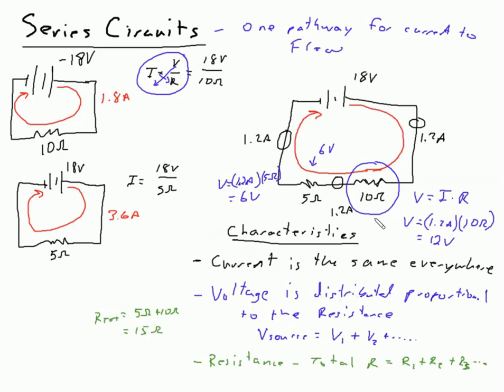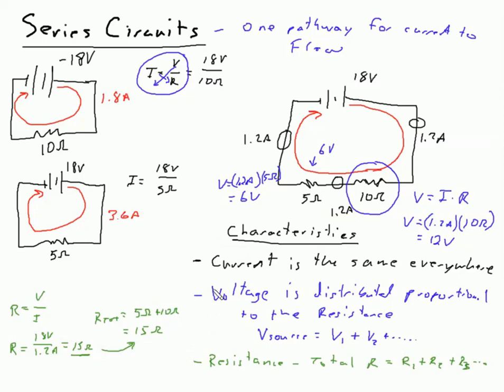And we can check this based on everything that we have here. We know the current throughout the circuit is supposed to be 1.2 amperes. We know the voltage is 18 volts. Ohm's law solving for resistance is voltage divided by current. So our total resistance is 18 volts divided by 1.2 amperes, which gives me 15 ohms, which is exactly what it's supposed to be by simply adding them together.